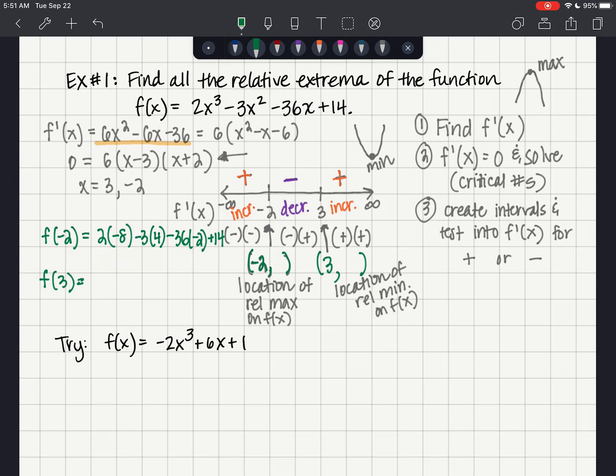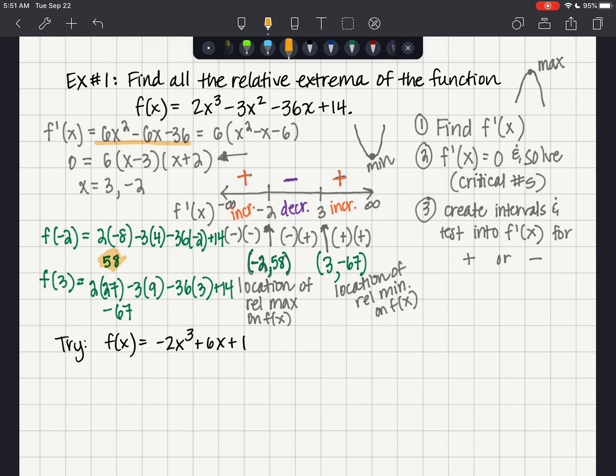And when I put that all in, I get positive, I think, 58. So you can do the math and make sure that you get a 58 there. F of 3 would be 2 times 3 cubed, which is 27, minus 3 times 3 squared, which is 9, minus 36 times 3 plus 14. And when I put that in, that's where I get my negative 67.